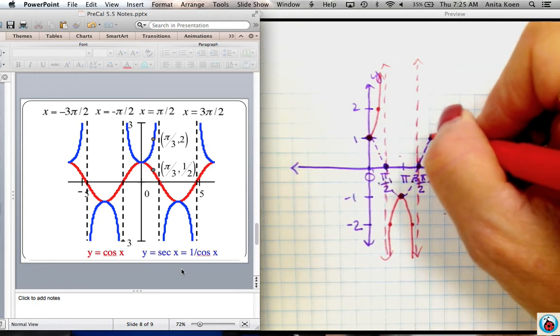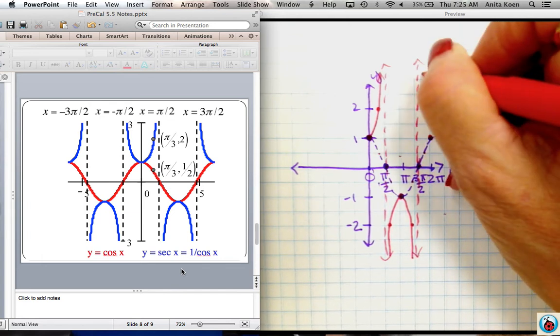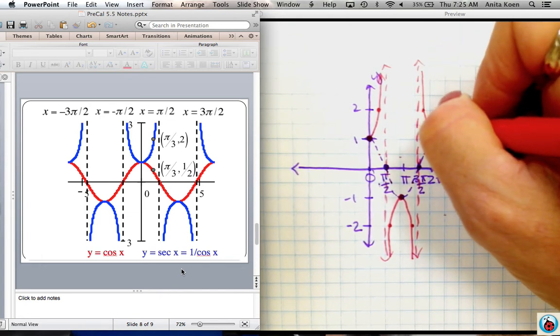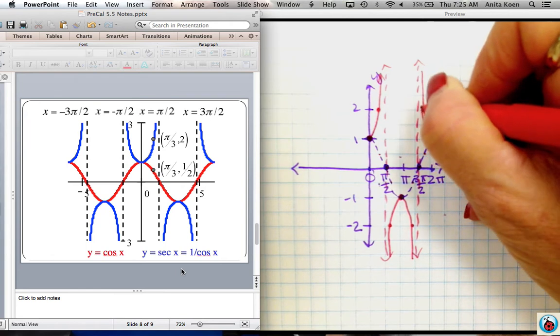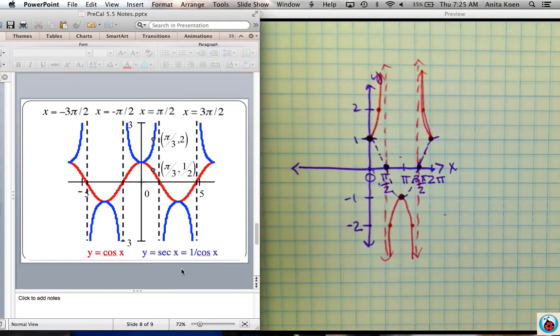The reciprocal of 1 is 1. The reciprocal of 1/2 is 2. And so I get another piece of this U shape over here. Well, that's not a very nice U shape, I apologize. And it would continue over here. You can see from the picture in the graph that it does continue in both directions. And if you want to draw more, you can. But this is the period that I am going to ask you to draw.